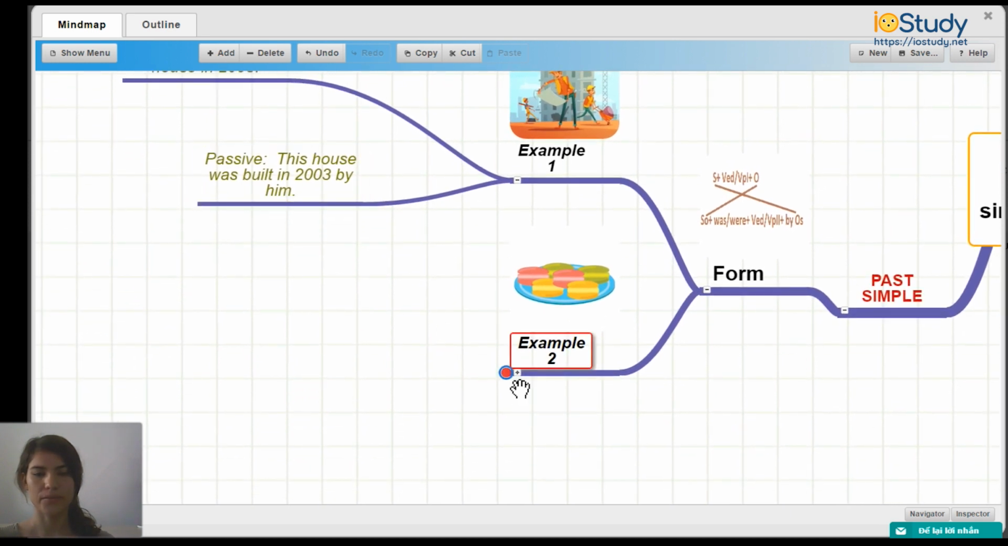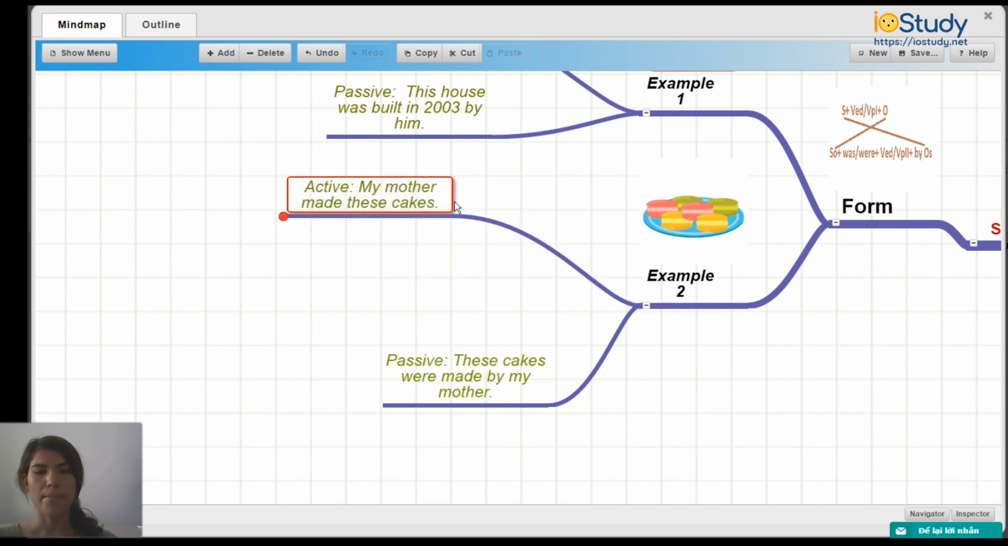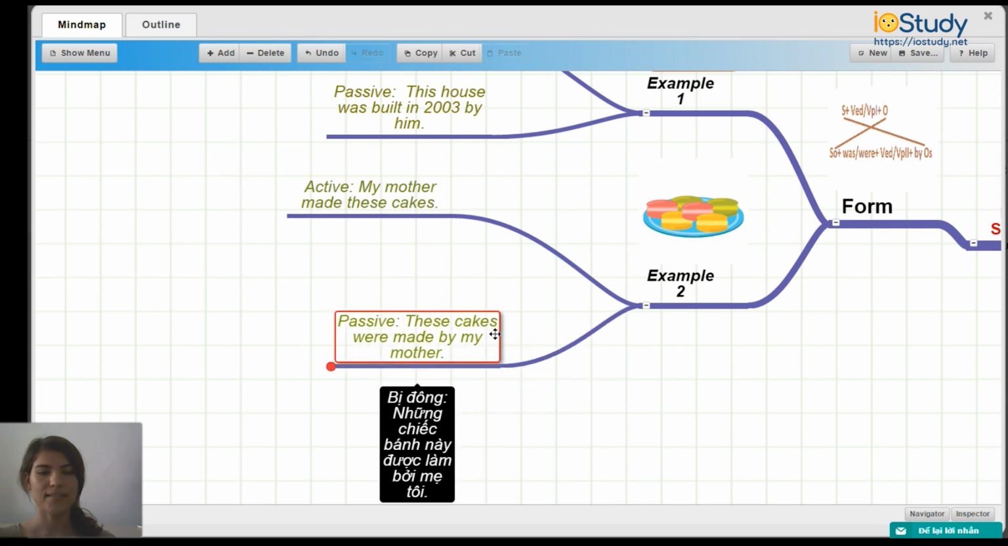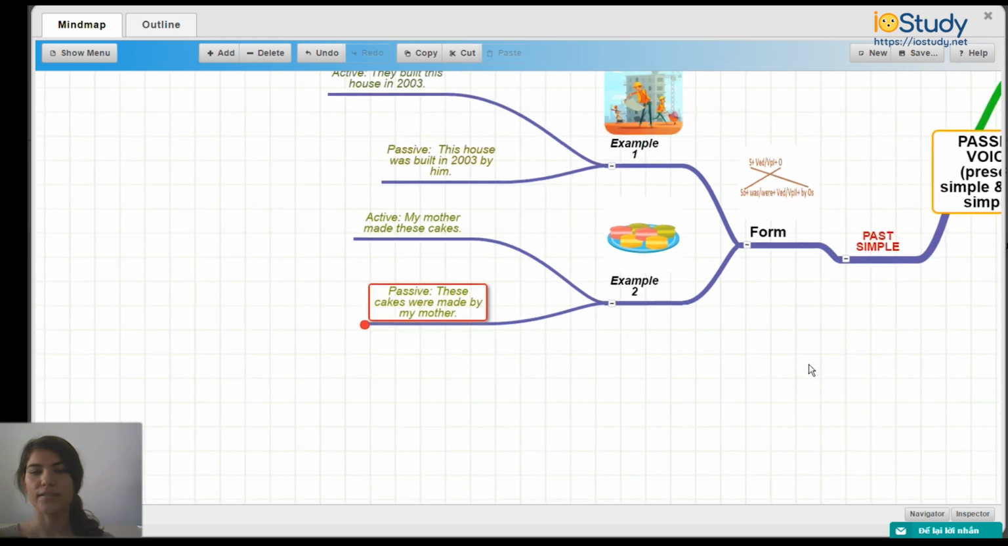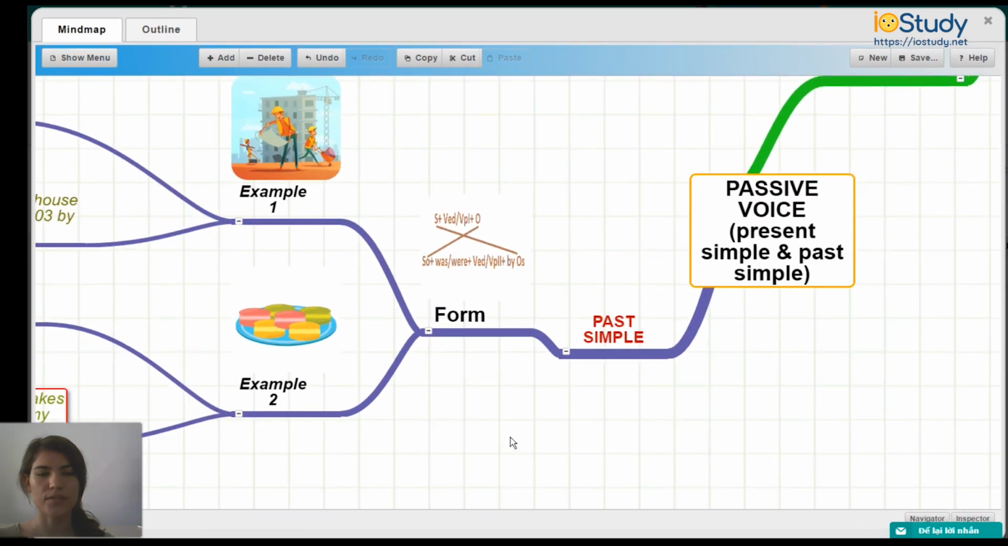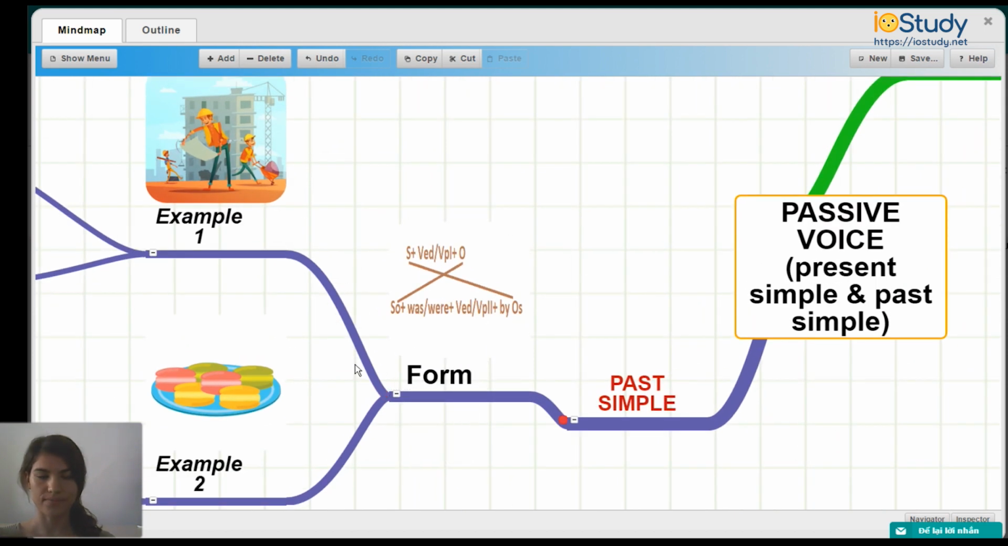Okay, example 2. Active voice. My mother made these cakes. And passive voice. These cakes were made by my mother. Okay, so as you can see, both of those examples use the past simple to talk about the passive voice using this form.